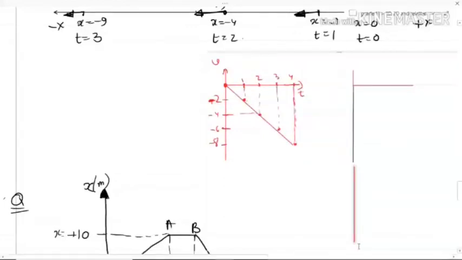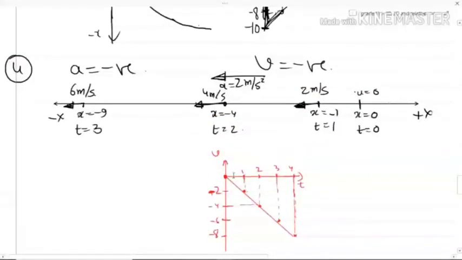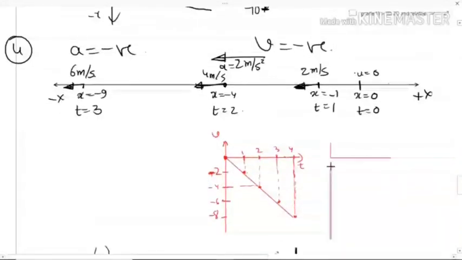What is happening? So the acceleration time graph will look something like this: minus 1 meter per second, minus 2 meter per second square, and the graph will go like this. So that's negative 2, right? Yes or no, guys? Just copy these graphs for the fourth case if you have not drawn them.